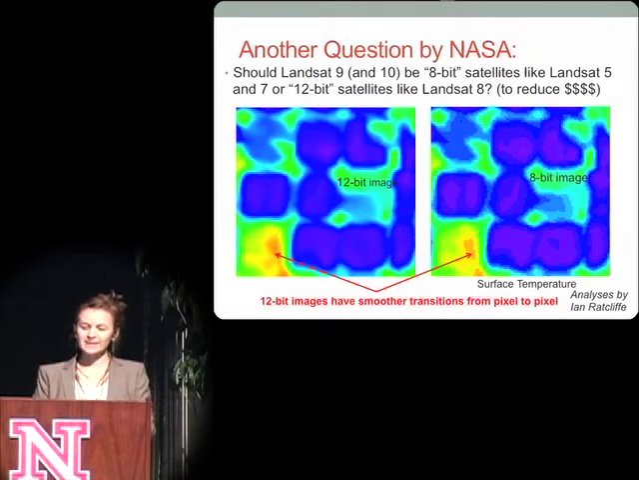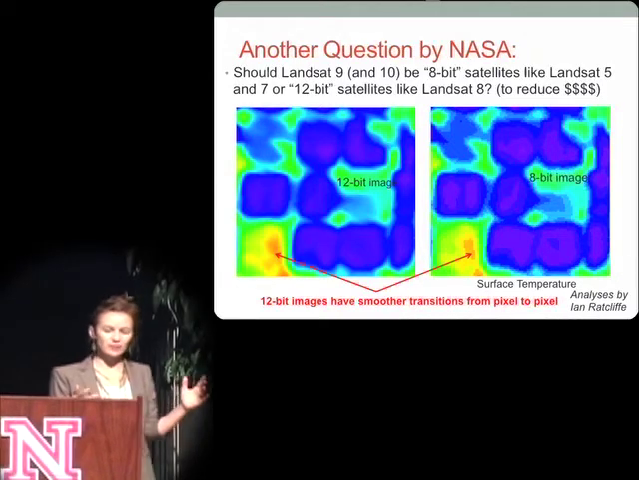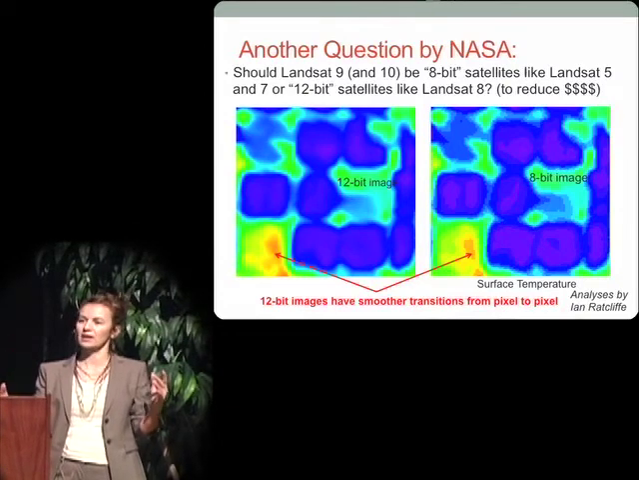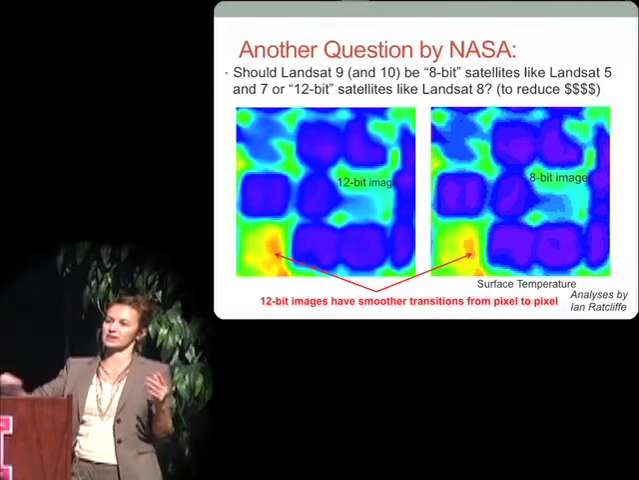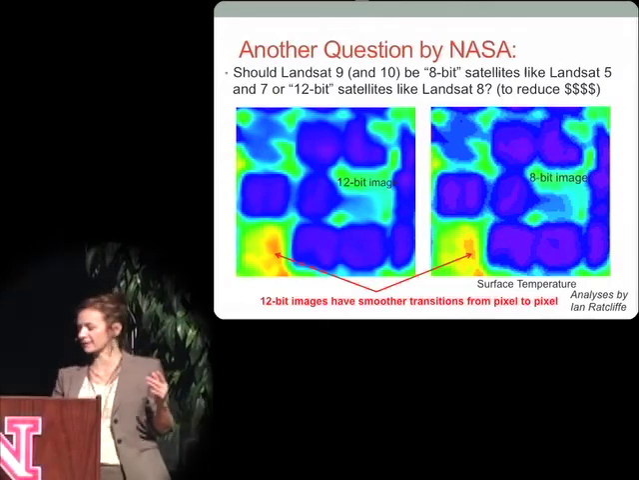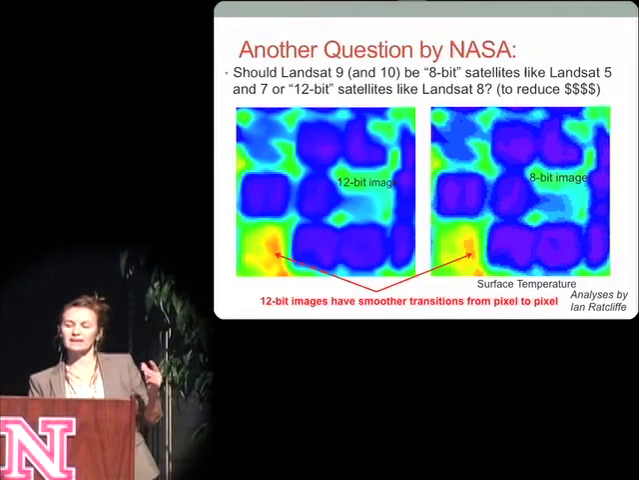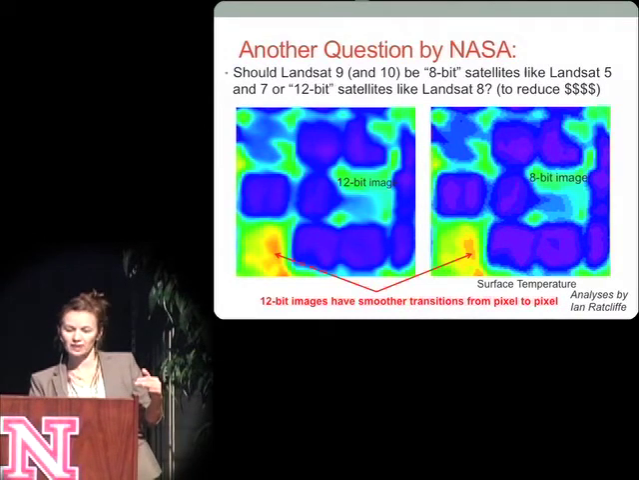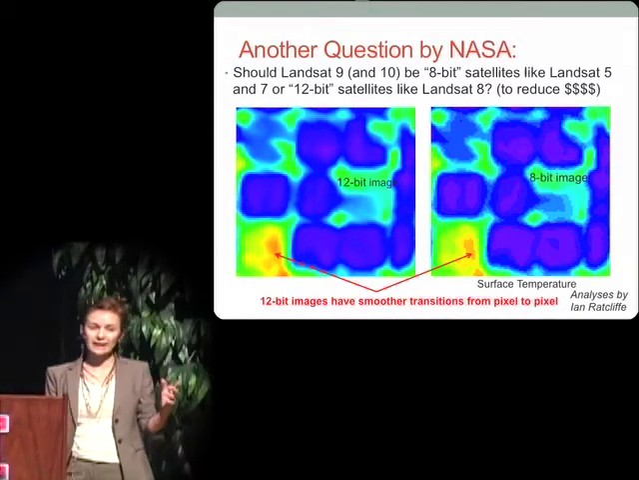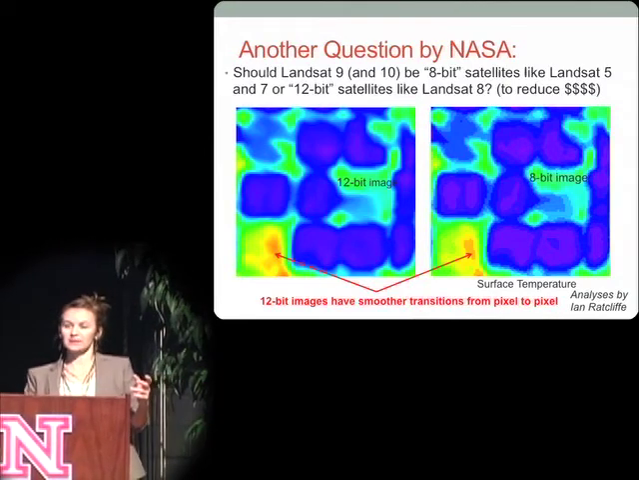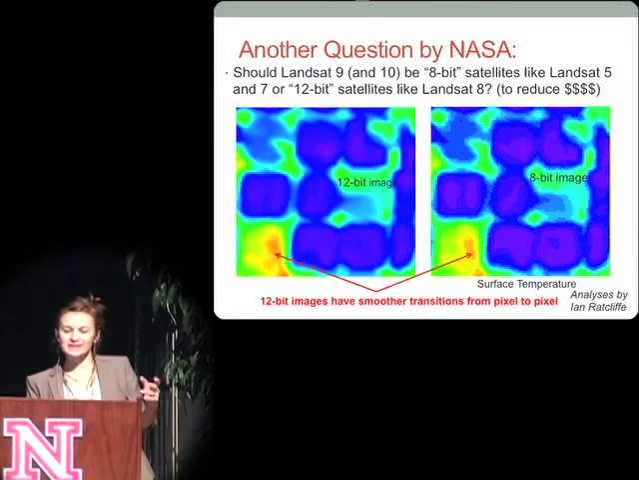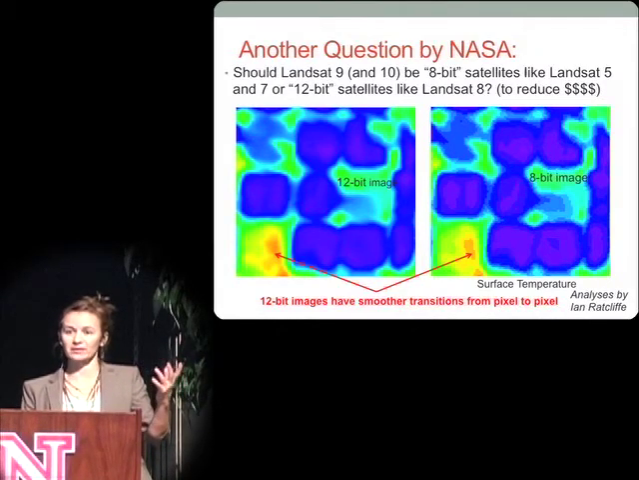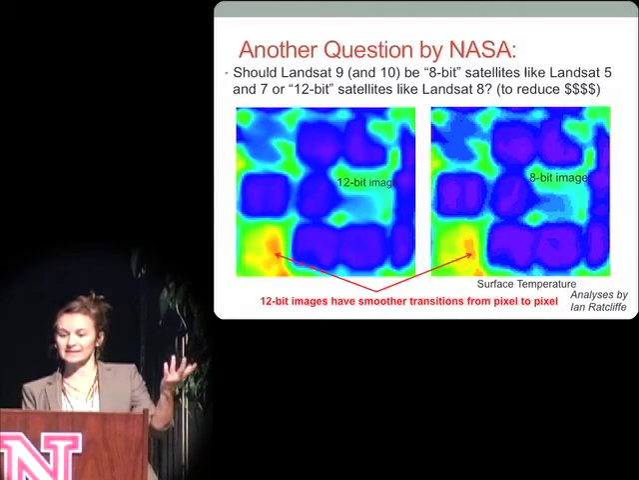Another question by NASA. So far, up to Landsat 8, all the data is being stored at 8-bit. You have all these blocks, 0, 1, 0, 1, 0, 1 numbers, and the data is being stored. So with this state-of-the-art, Landsat 8 has the 12-bit. Well, it saves money. It saves time. Is the 8-bit good enough? Do we need 12-bit radiometric accuracy for the next satellite?